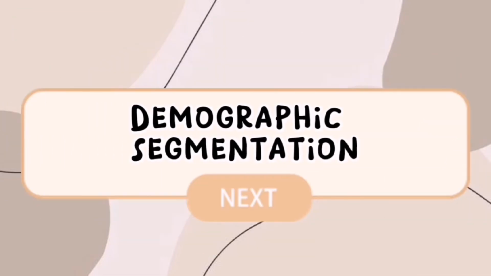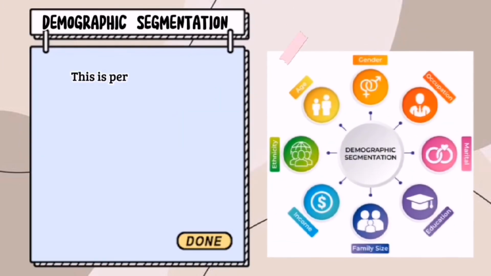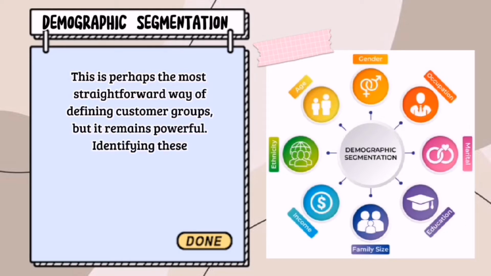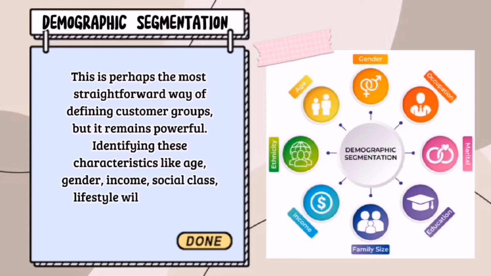The first one is demographic segmentation. This is perhaps the most straightforward way of defining customer groups, but it remains powerful. Identifying these characteristics like age, gender, income, social class, lifestyle will help you to assess the needs and wants of your customer.